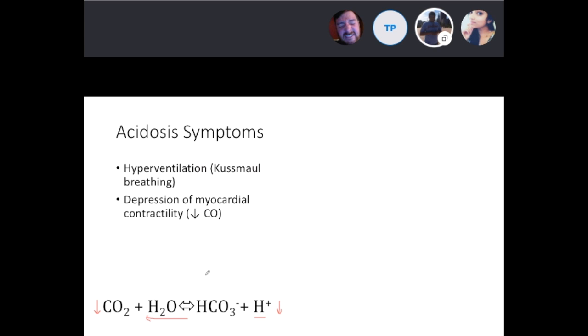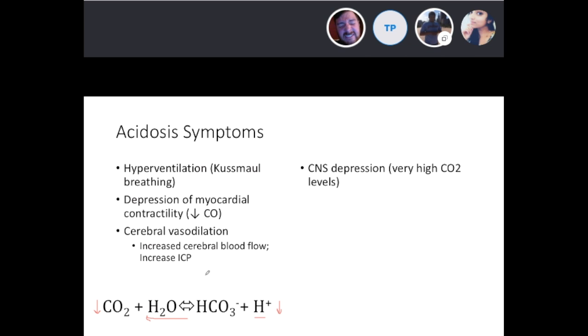It can also cause depression of the myocardial contractility, so it decreases your cardiac output, and it causes cerebral vasodilation and increases your cerebral blood flow and ICP. So just know that for acidotic symptoms. And it can also cause CNS depression, and that's with very, very high CO2 levels, and it can cause hyperkalemia because when you have a high hydrogen ion concentration, it shifts into the cells in exchange for potassium.